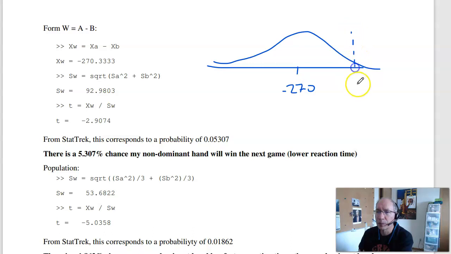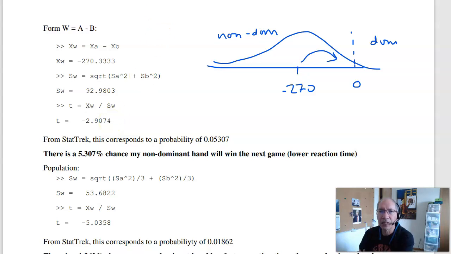There's the number 0 over here. So over here, this means my dominant hand is better. Over here means my non-dominant hand is better. Faster reaction time. What's this area? To determine that, I find the t-score. The t-score is how far the mean is from 0 in terms of standard deviations, 2.9 standard deviations away.